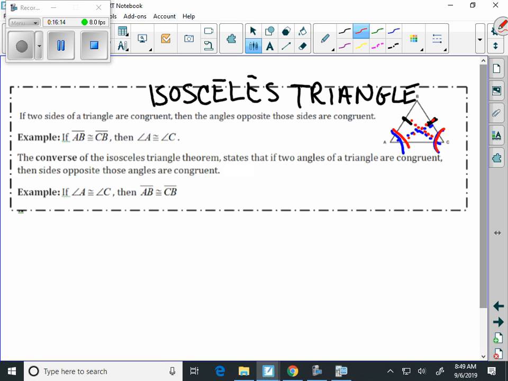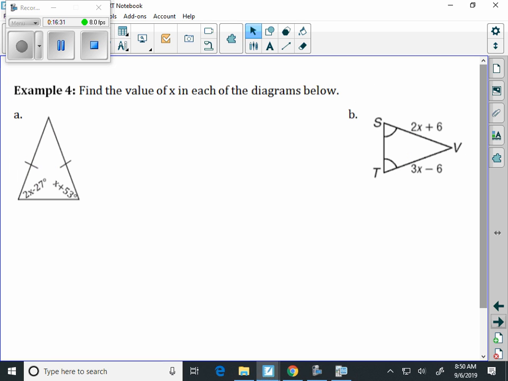So we can look at an isosceles triangle from the perspective of the sides. We can look at the isosceles triangle from the perspective of the angles. Either way, those two things will be true. Congruent sides, congruent angles. So let's put some math to it. Now we've got the theory.